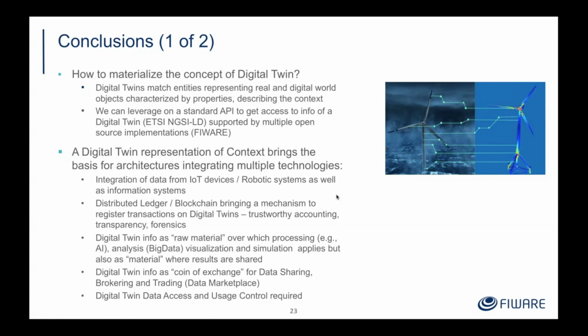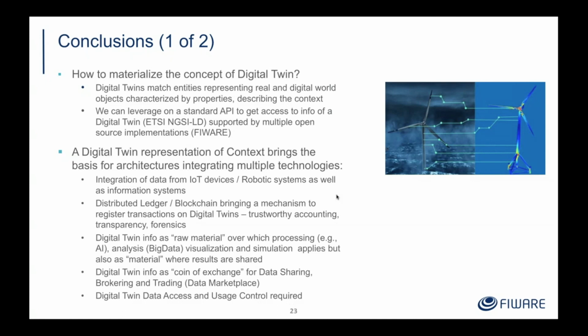And the interesting aspect is that, gravitating around the digital twin concept, we can really integrate multiple technologies in a common reference architecture. On one side, we are integrating data from different systems and IoT devices, robotic systems, information systems, and creating a common representation for all the data coming from all these disparate sources. On the other hand, as I elaborated, so I will not insist, part of the transactions on digital twins can be stored on the distributed ledger, and this can provide a means for trustworthy accounting, transparency, and the ability to perform forensics on processes in order to certify certain processes.